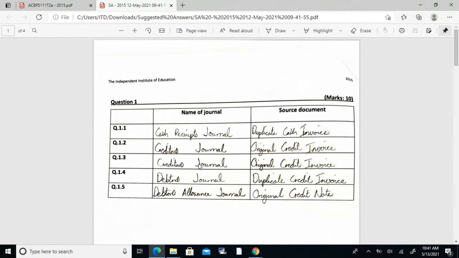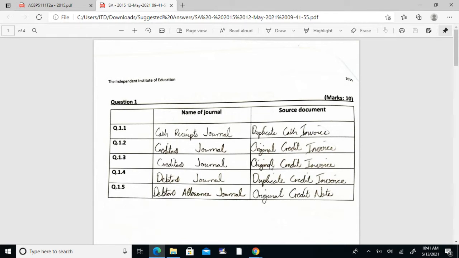Then we move to the next one. Credit purchase of office equipment. Again, we're going to record that in the creditors journal. We're buying furniture on credit. Again, it's going to be an original credit invoice, because we're the customer, we're the ones buying the furniture.